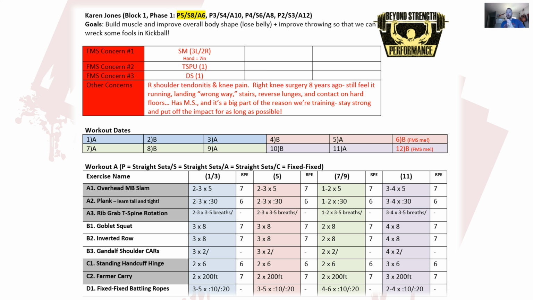So here's what our programming sheet looks like. It looks a whole lot like the Strength Faction program, right? The difference is it's going to be more individualized now, where the Strength Faction program is a group program. This is going to be all about the individual. So we've got this person's name at the top, Karen Jones here. We've got highlighted what block and phase she's on. We've got her goals in her exact words written in there. And then her FMS concerns are on here, right? So she's got shoulder mobility, trunk stability push-up, deep squat, and then any other concerns that we have about anything.